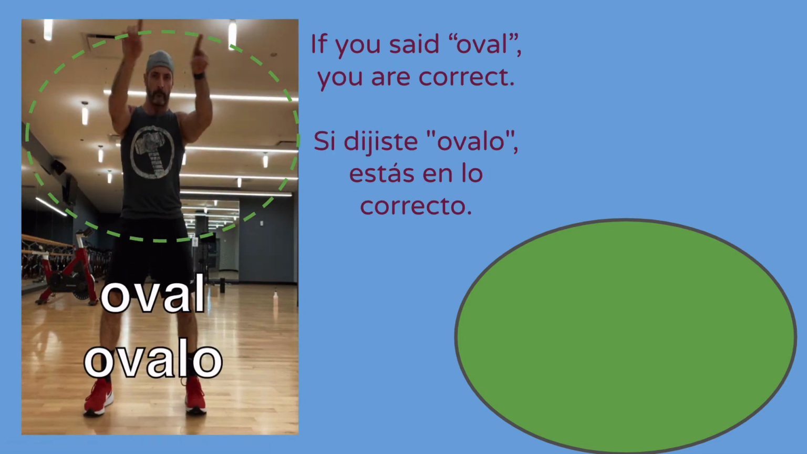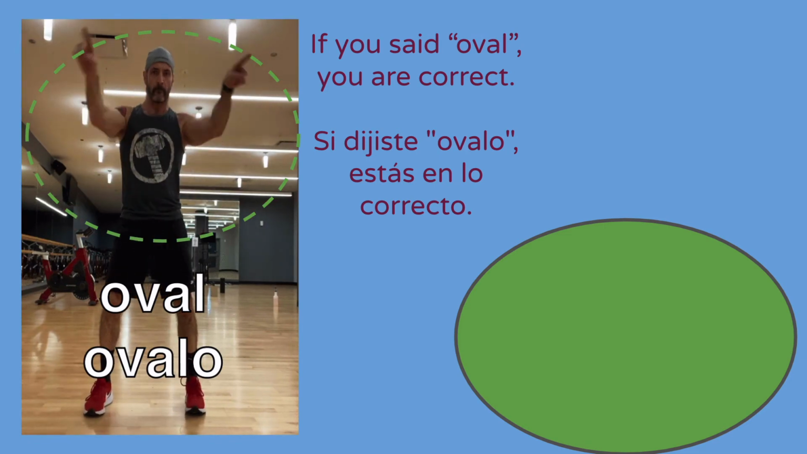If you said oval, you are correct. Si dijiste ovalo, estás en lo correcto.